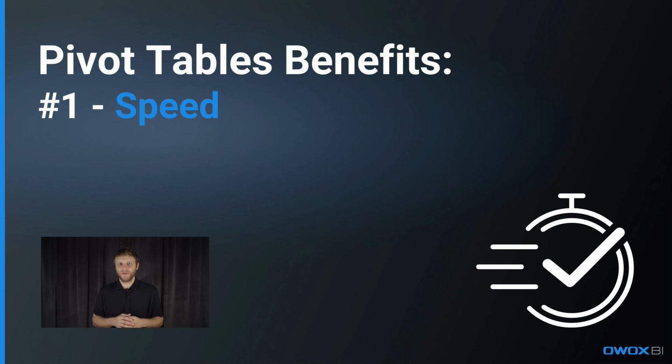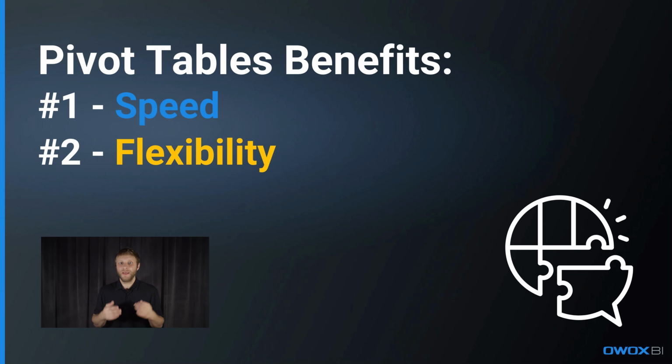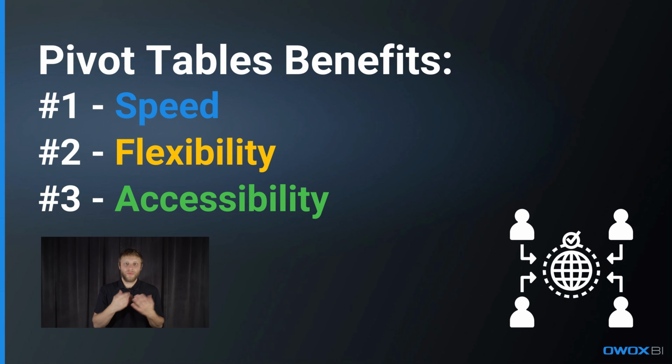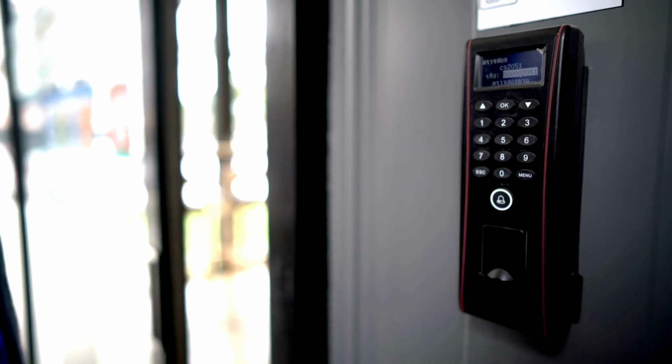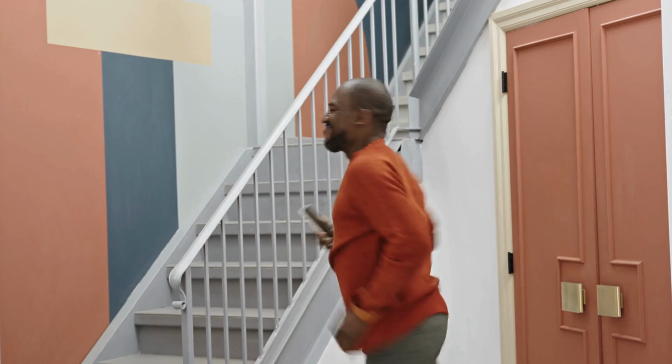But what are the pivot table benefits? First, it's speed. They make data analysis quicker than other techniques. Second, flexibility. You can modify the data structure by rotating rows and columns and adding more details to see different summaries with an easy drag-and-drop interface. Third, accessibility. Look, data analysis is not the easiest thing ever, but pivot tables are really accessible to everyone. There is no learning curve. You don't need any advanced formula skills or be a data genius.